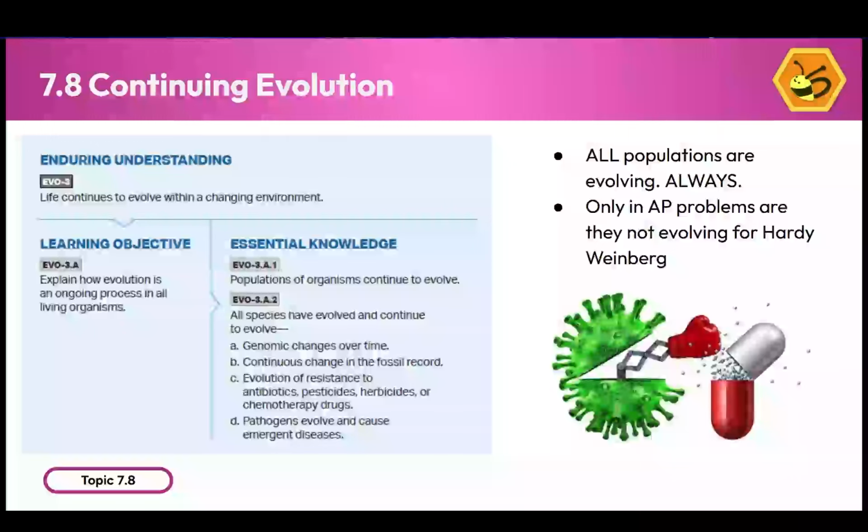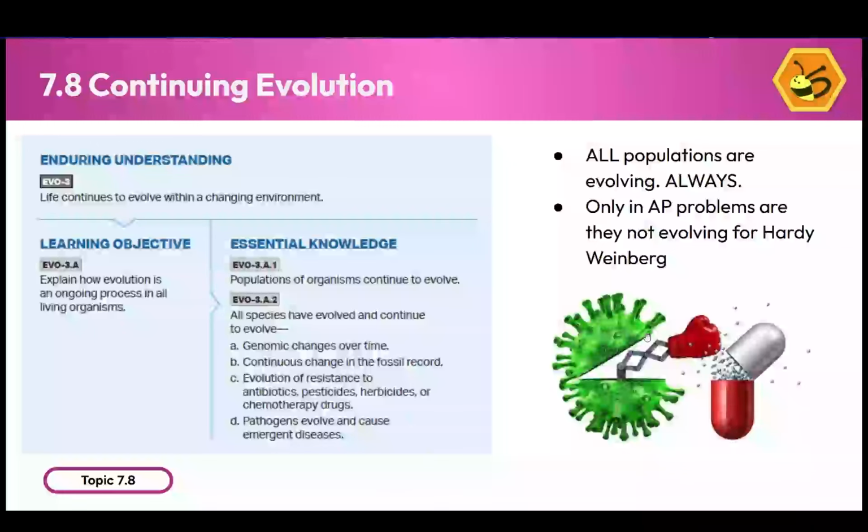The subtopic is just continuing evolution, and that's that all populations continue to evolve, and there's rarely a population that's not evolving. This ties back to Hardy-Weinberg equilibrium. A population never has Hardy-Weinberg equilibrium, because populations are always evolving. Hardy-Weinberg is like Nature's Utopia, it's perfect, but populations are always evolving.